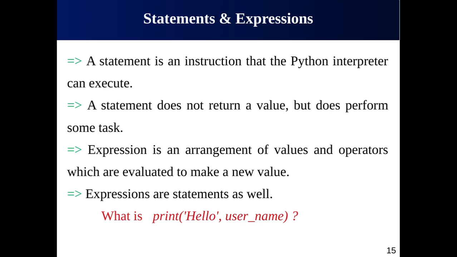On the other side, we have expressions. Actually, an expression is an arrangement of values and operators like plus, minus, asterisk, that is subtraction, multiplication, division, exponent, etc. So it is actually an arrangement of values and operators which are evaluated to make a new value. 2 plus 3 is equal to 5. So 2 plus 3 is an example of an expression. Actually, all the expressions are statements as well, but all the statements are not expressions.